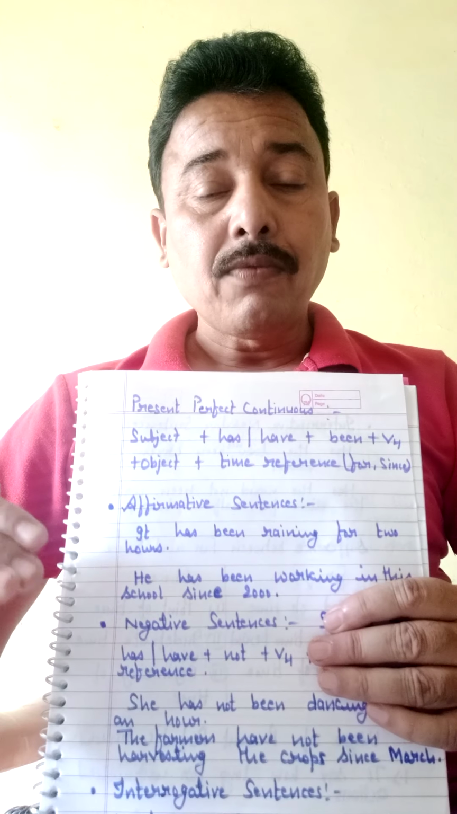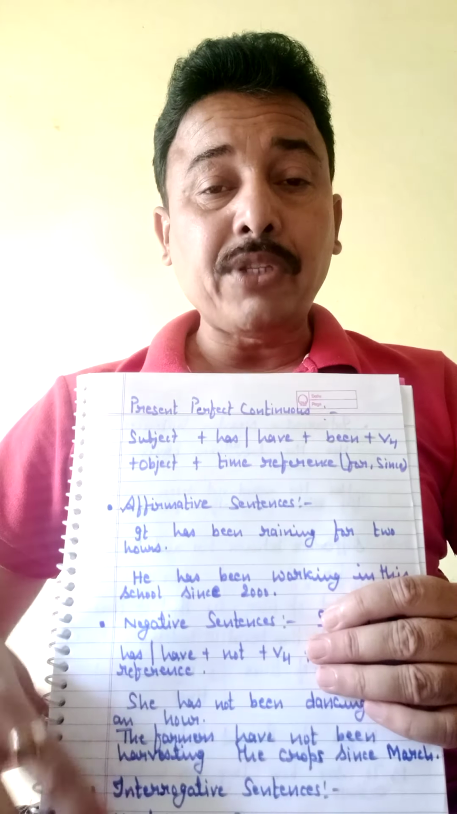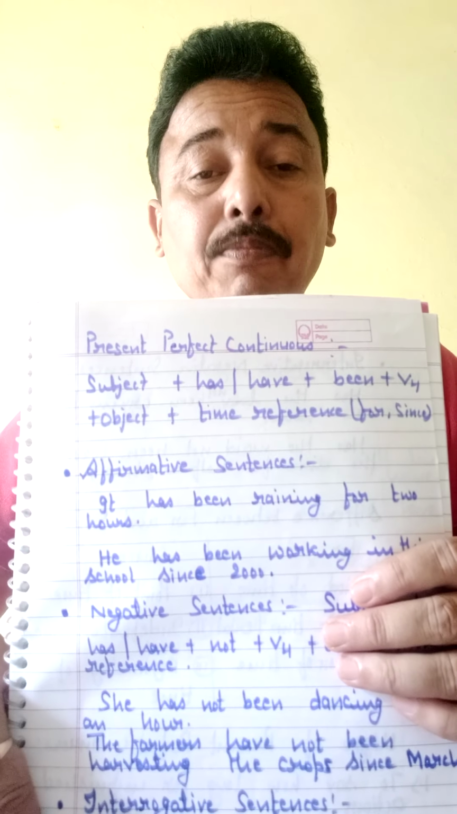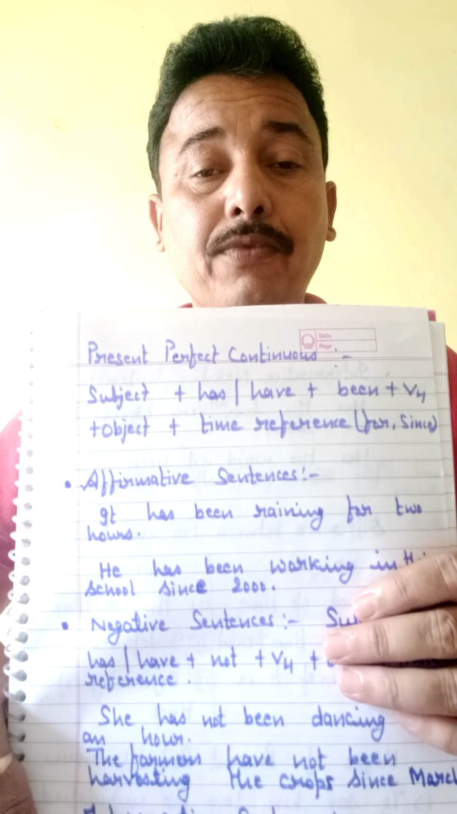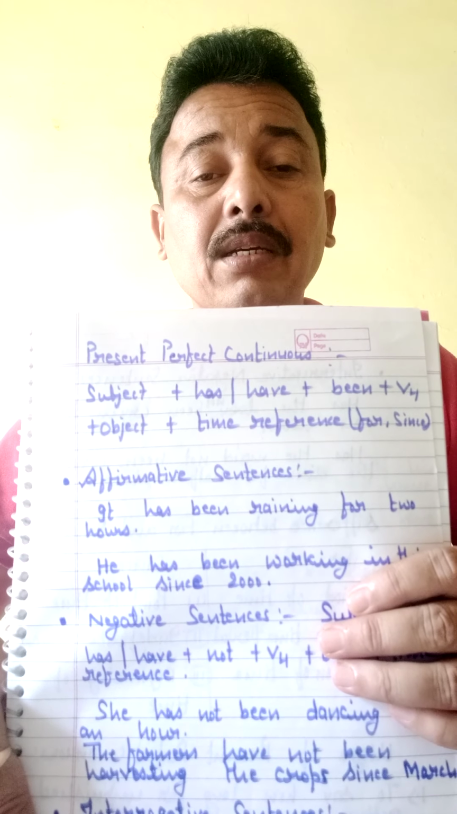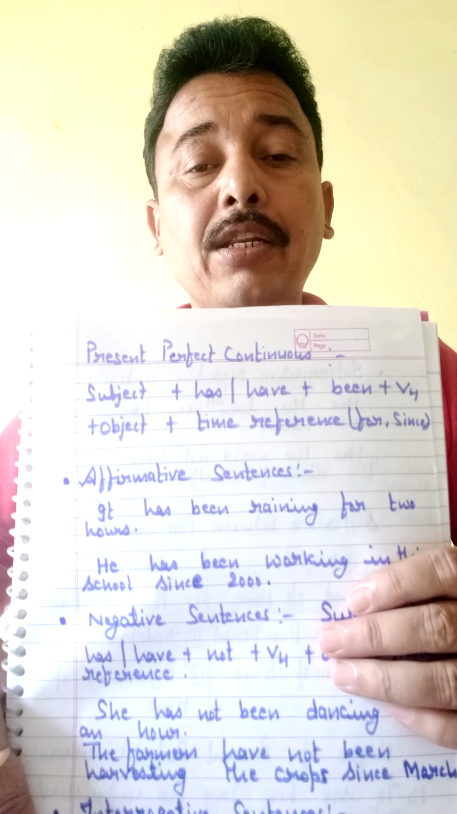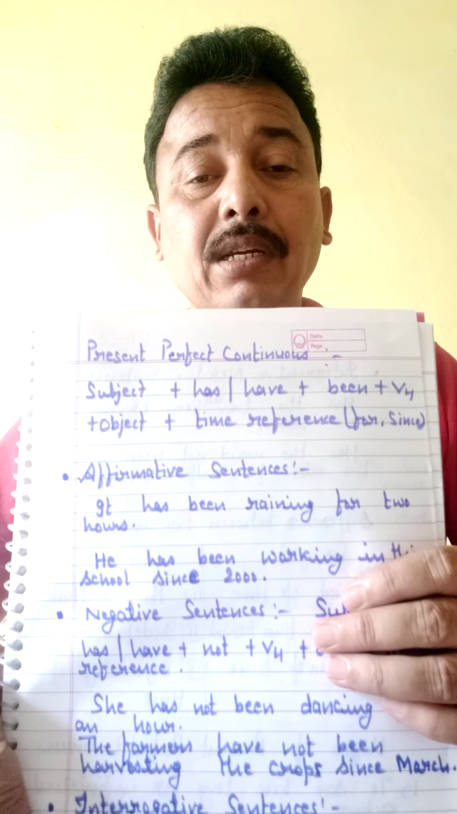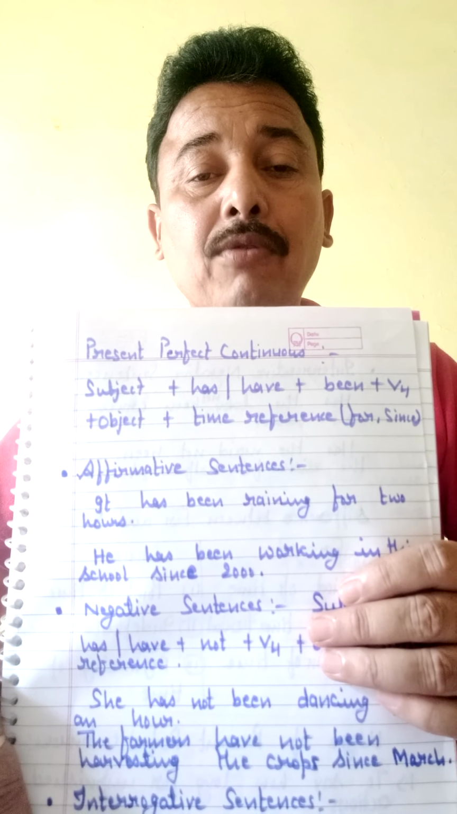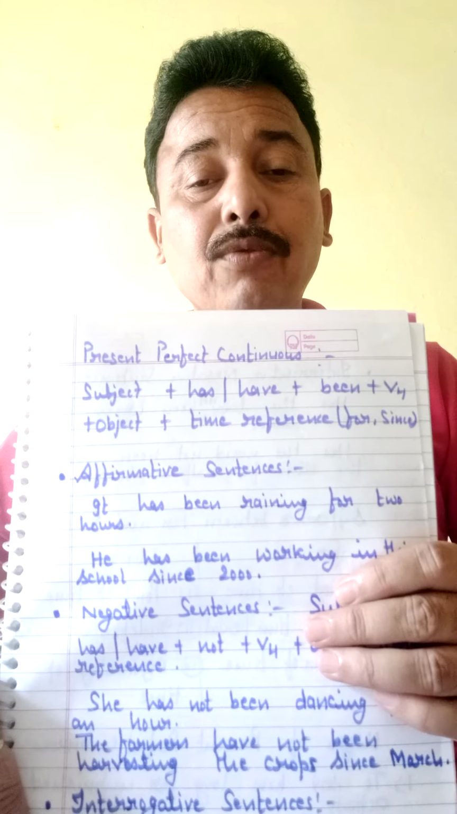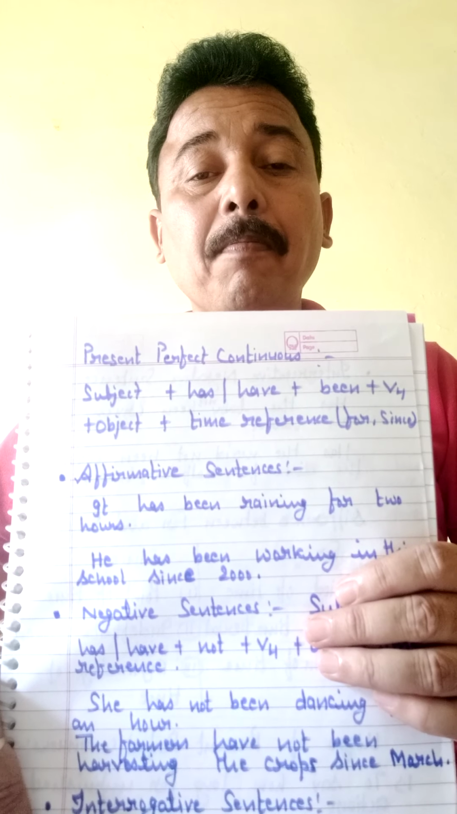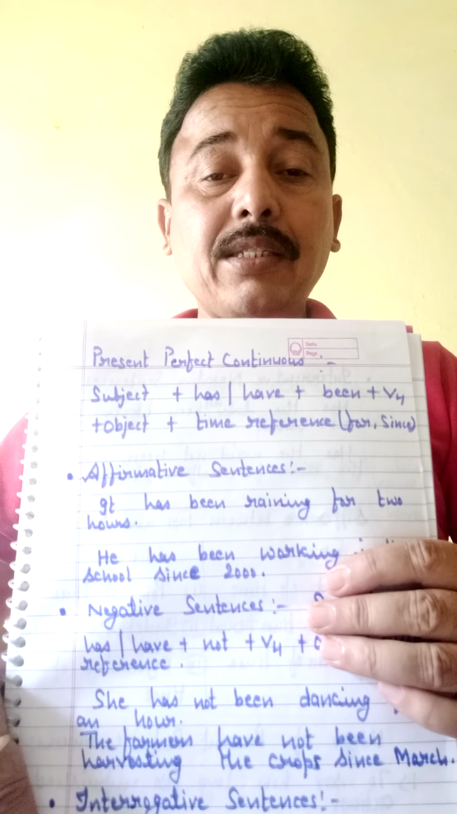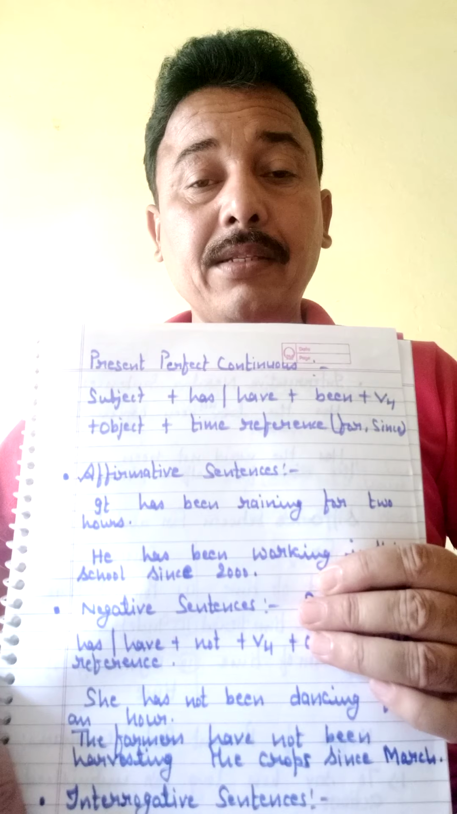It has a format. The format is subject plus has or have plus been plus fourth form of verb plus object, and very important, a new thing which is added in this is the time reference. Time reference, generally we are talking about since or for. We are using it here. Without time reference, present perfect continuous is incomplete.